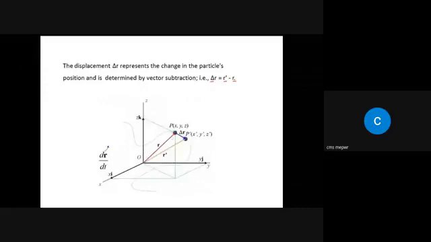Okay, so imagine if the time interval is very short. In that case, this displacement can be represented by dr, right? And if the time interval is very short, this means that the path between these two points can be almost a straight line, right?